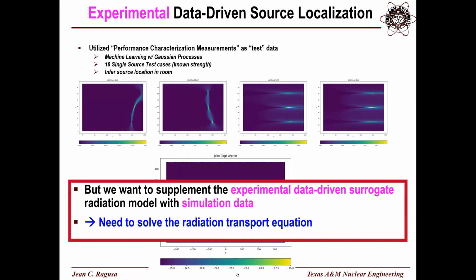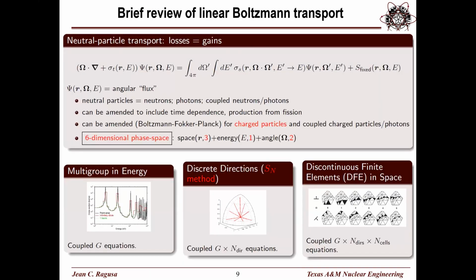So we need to solve the radiation transport equation to do this. The problem with the radiation transport equation is that it is a very expensive equation to solve. I'm not going to go into the detail of the equation itself, but it is just very expensive to solve because the solution doesn't live in a 3-dimensional phase space. It lives in a 6-dimensional phase space. So it's a high-dimensional phase space equation that makes it quite expensive to solve.